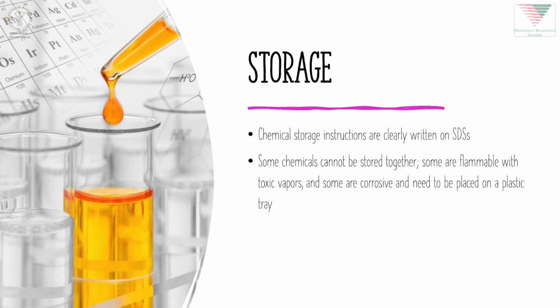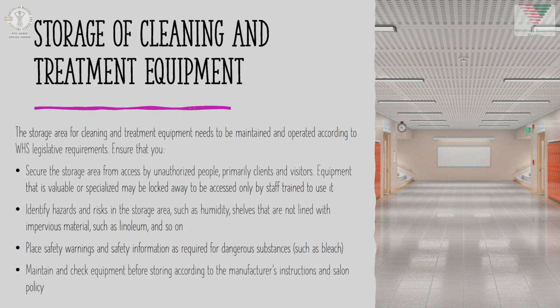Storage. Chemical storage instructions are clearly written on SDSs. Some chemicals cannot be stored together, some are flammable with toxic vapors, and some are corrosive and need to be placed on a plastic tray. Storage of cleaning and treatment equipment. The storage area for cleaning and treatment equipment needs to be maintained and operated according to WHS legislative requirements. Ensure that you secure the storage area from access by unauthorized people, primarily clients and visitors.